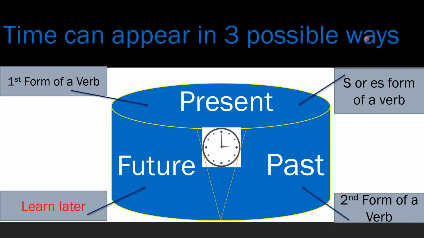Then comes the division of time. Time can appear in 3 possible ways. So we understand that the time that is over and that is not going to get back is the past time. The time which is right now is present time, and the time that has yet to come is the future time. So these are the three time divisions. So for present tense, we always use first form of the verb, as we said earlier. Then s or es form is used for the present tense only. Then second form is used for the past tense only. So these three different forms we have used, right? So for future, we learn later.